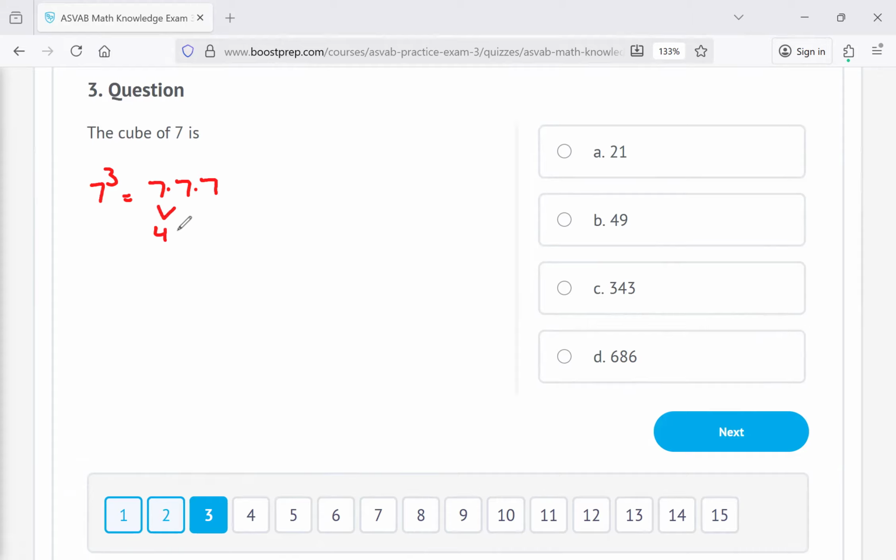Well, seven times seven is 49, times another seven, which I think is 343. I mean 147. Wait, did I do that right? The cube of seven. Yeah, seven cubed. Oh, I made a mistake. Yeah, that's right. Seven cubed is seven to the third, and seven times seven is 49. And times seven, that's 343. Right. So letter C.